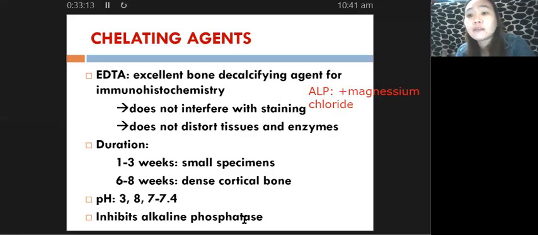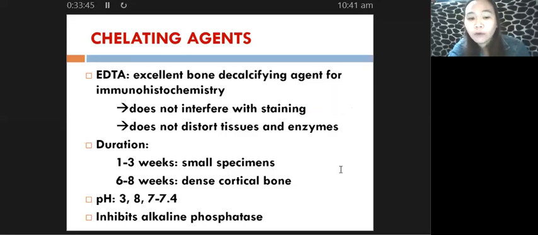So at 7 to 7.4, it allows binding, and this pH does not damage your tissue components. Okay, so I think I have mentioned alkaline phosphatase a while back already. All right, so what else? EDTA. Alright, so that is with the use of your EDTA for decalcification.